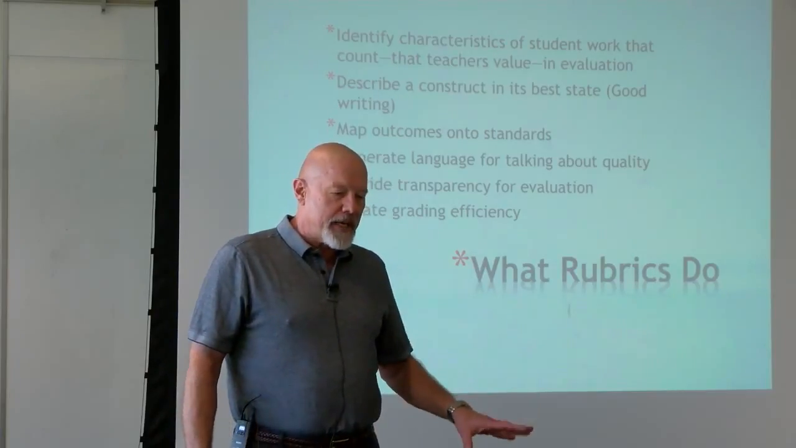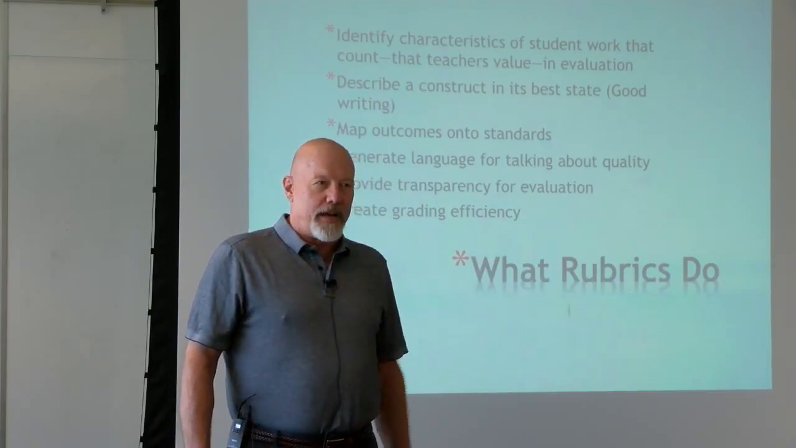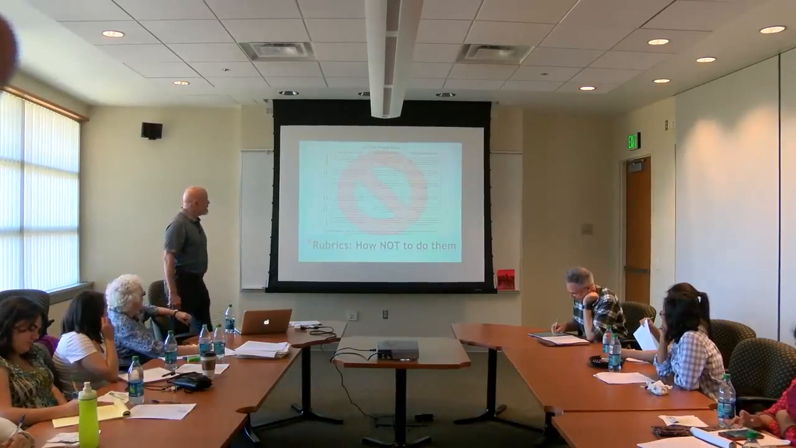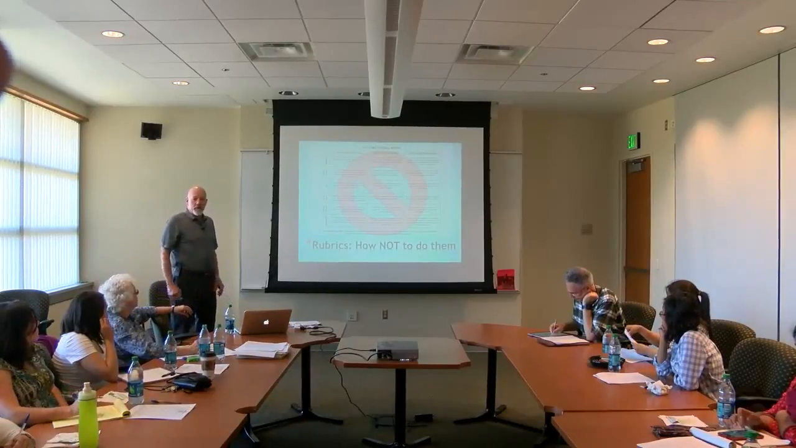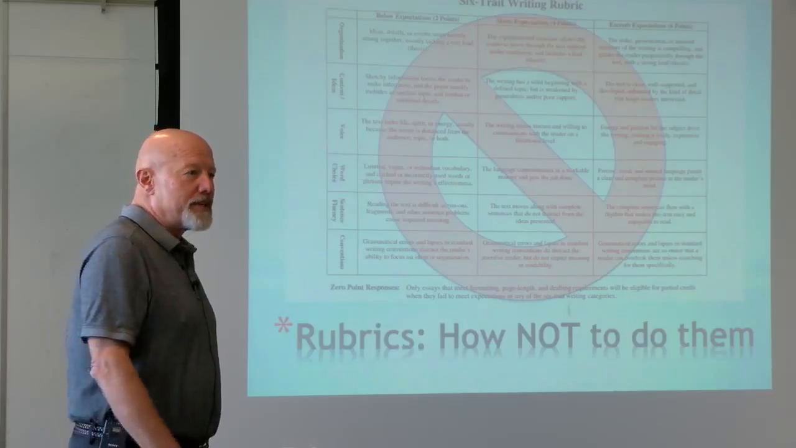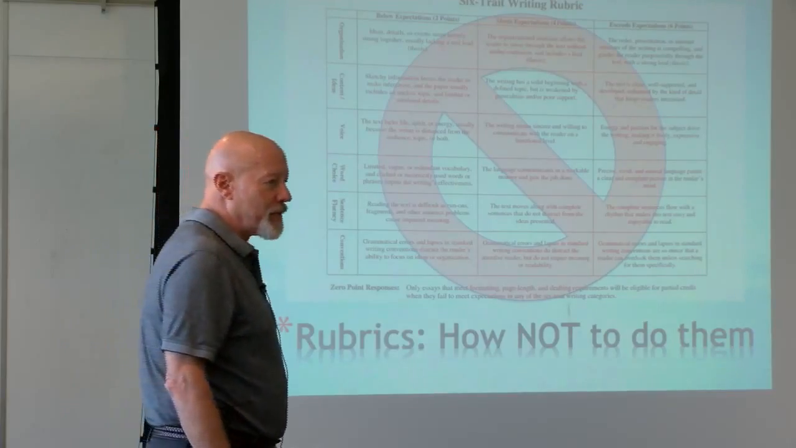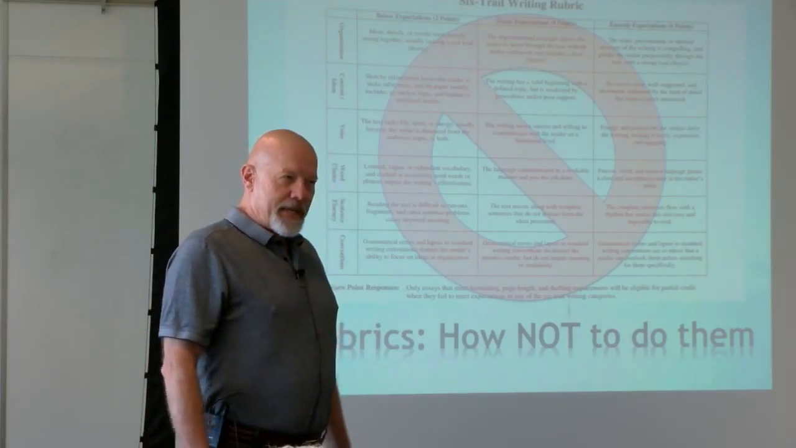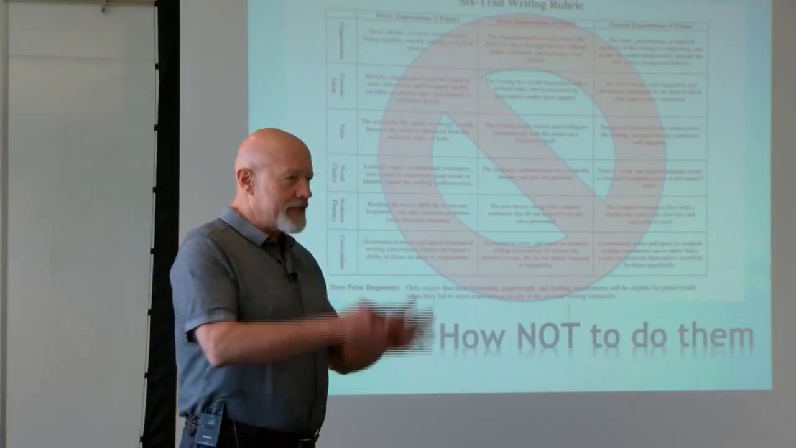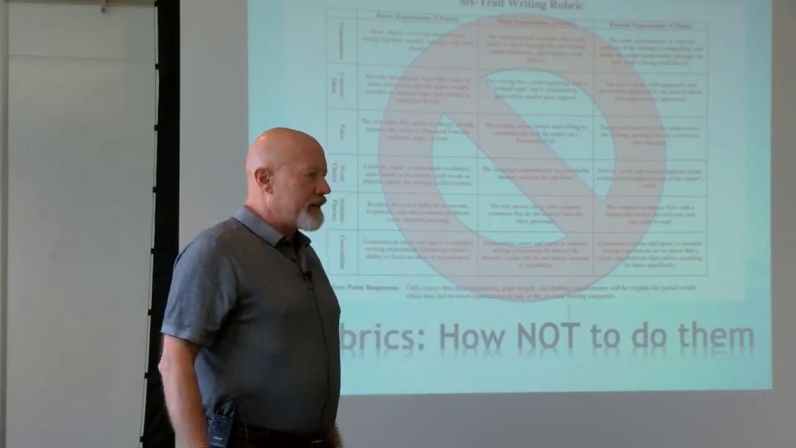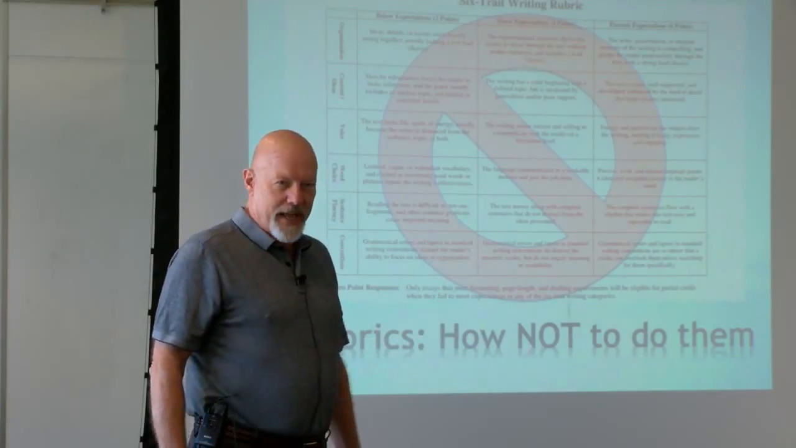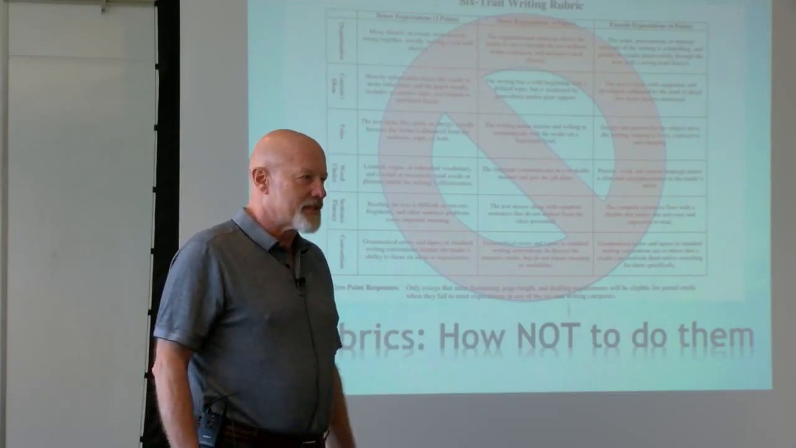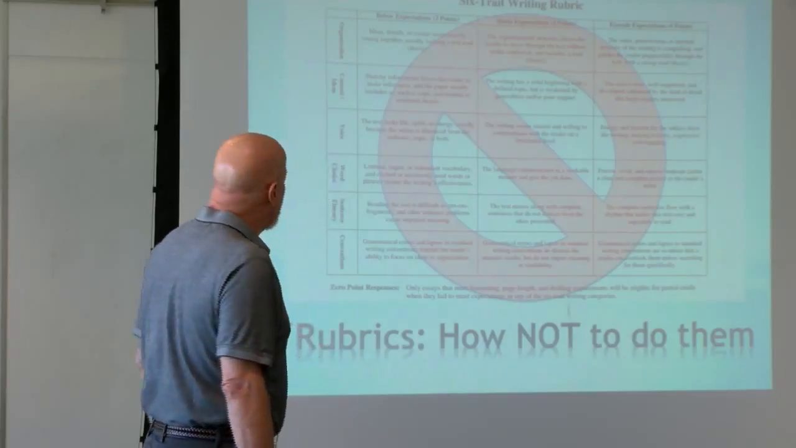So let's start for a minute with how not to do a rubric. This is an example of a very common rubric that, if you have children in grade school or high school, you have probably seen before. It's the ubiquitous 6 traits rubric. It purports to be national. You'll find this rubric or a very close version of it posted on every state's website that has to do with testing students and setting standards for student writing.